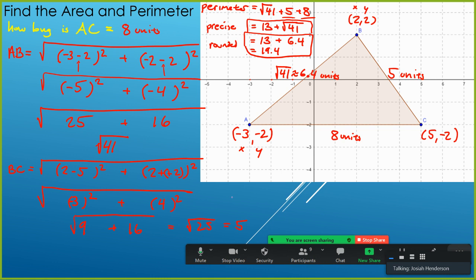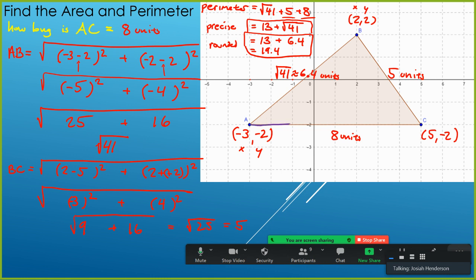So the way this triangle is oriented, it might look like the side of 5 is perpendicular to the side of root 41, and maybe it is, but without finding the slopes of those lines, we can't know for sure. We do, however, have one side that's already on the horizontal, so use that to your advantage.